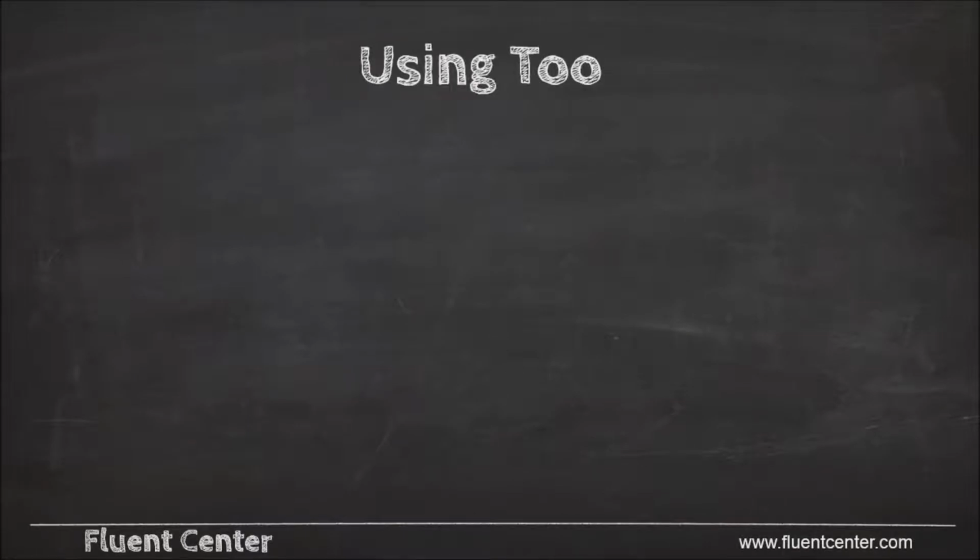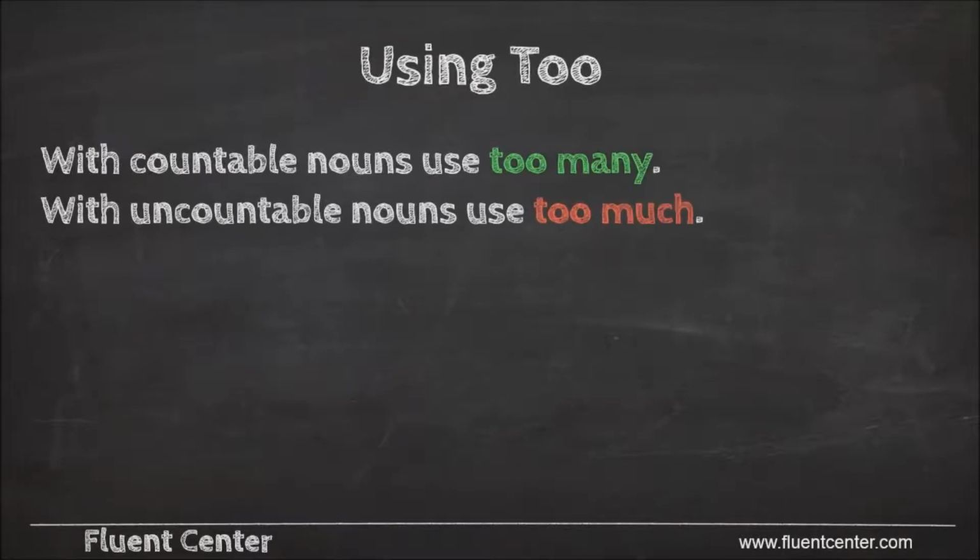We can use too many and too much. If we use too many, it must be used with a countable noun. And if we use too much, it must be used with an uncountable noun. An example of a countable noun is cat. You can count cats. An example of an uncountable noun is tea, coffee, sugar, sand. These are things that we cannot count in English.